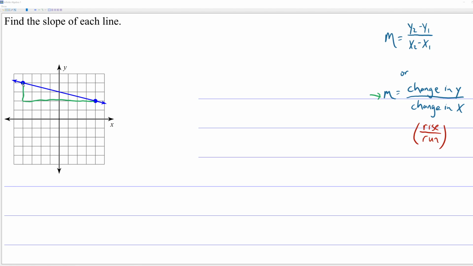So the change in my y variable isn't 2, it's negative 2. And now I'm here, and I count the change in the x variable. Well, that's 1, 2, 3, 4, 5, 6, 7, 8. I'm going to the right, so that's positive. That means the slope of my line is negative 2 over 8. Always reduce your fractions. So the slope of the line is negative 1/4.